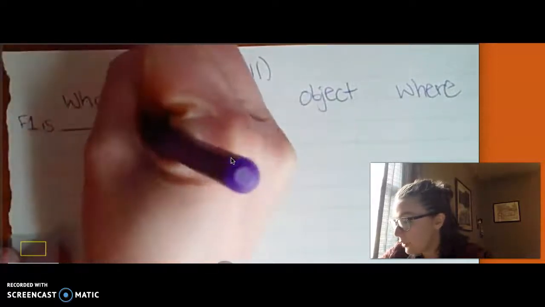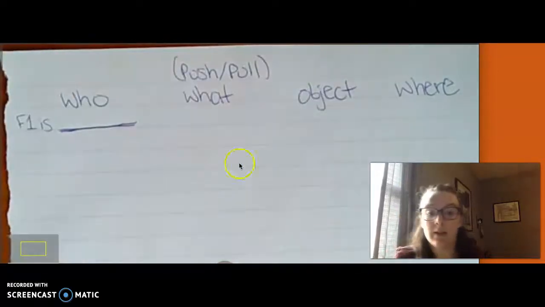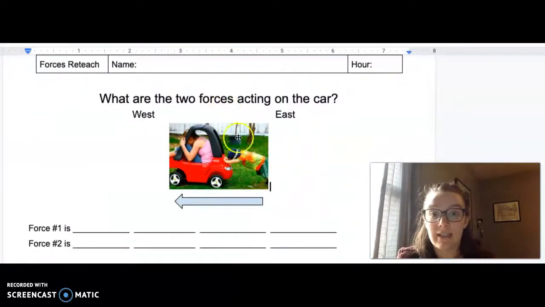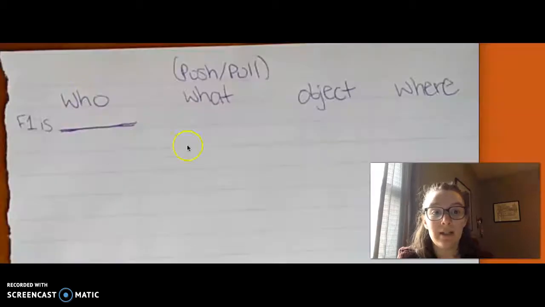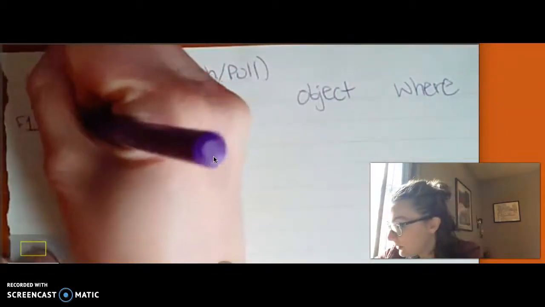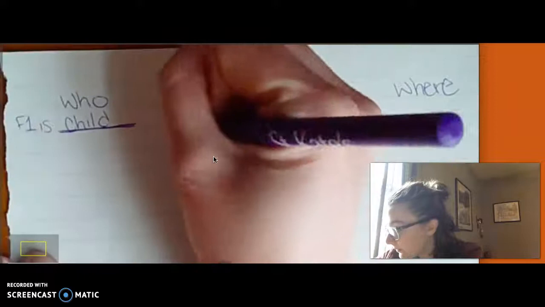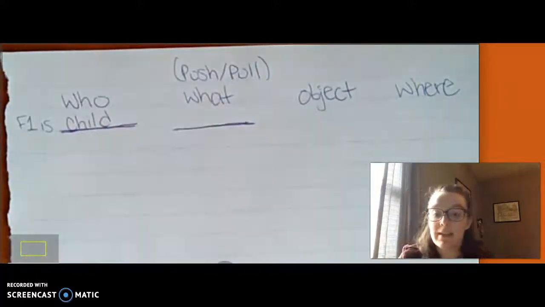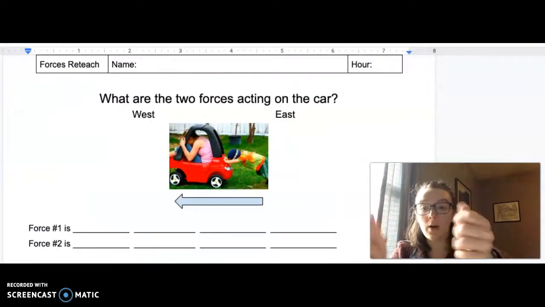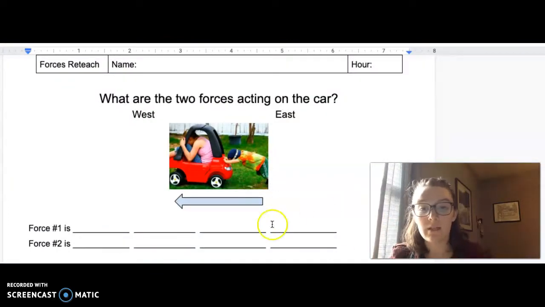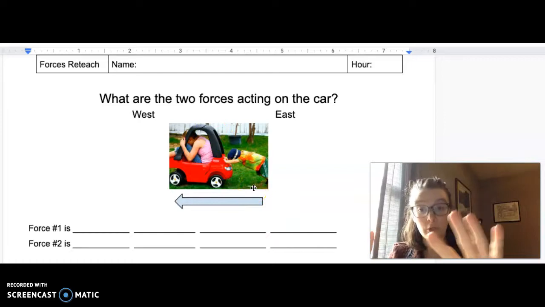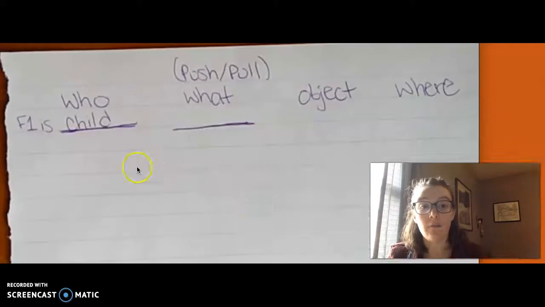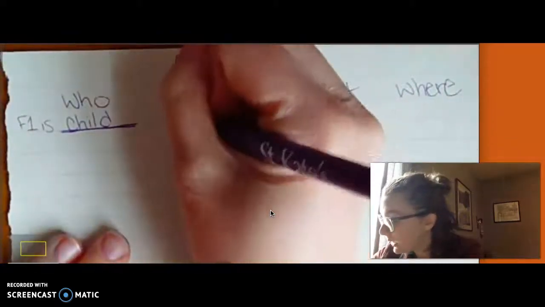my first is who. Again, that who is what is acting on this. So the who is the child. So force one is child. The what is that push or pull. So is the child pushing the car or pulling the car? We can see from this picture that they are pushing. So we're going to say force one is child pushing.